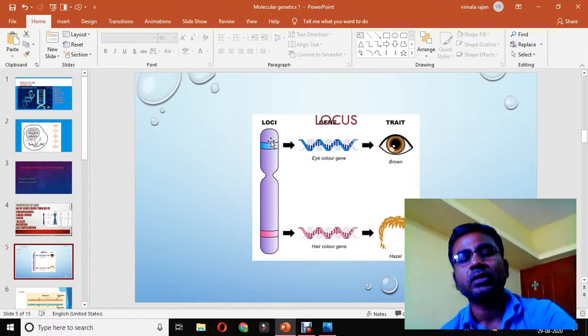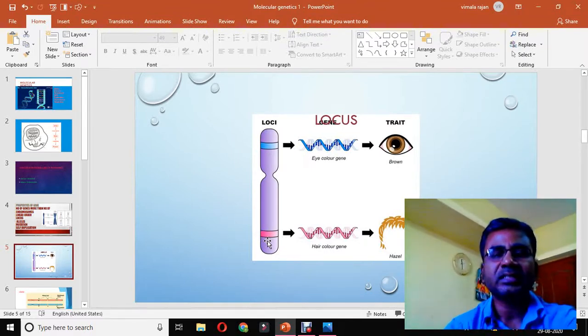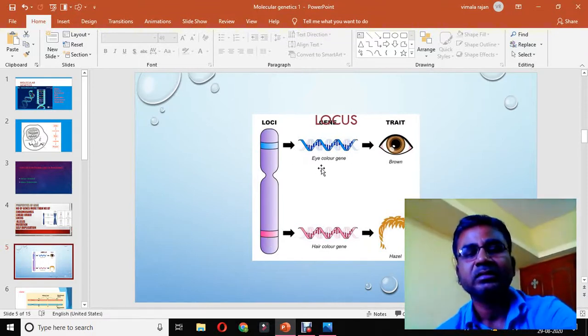In this locus, the gene responsible for eye color is located, and the gene responsible for hair color is located in this locus. Locus means the specific place of the gene.